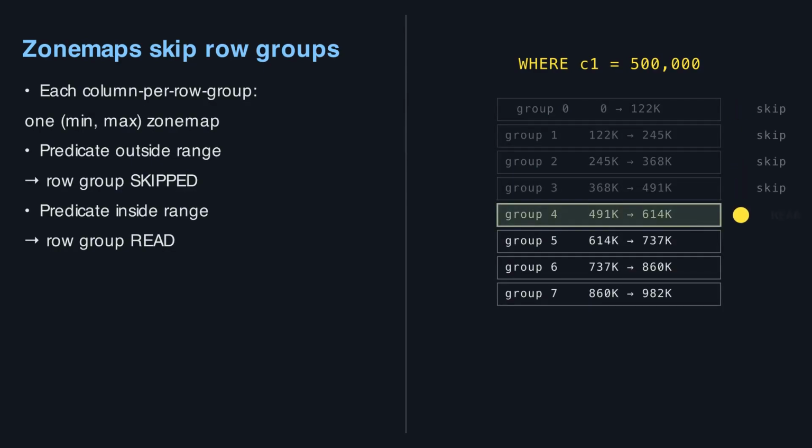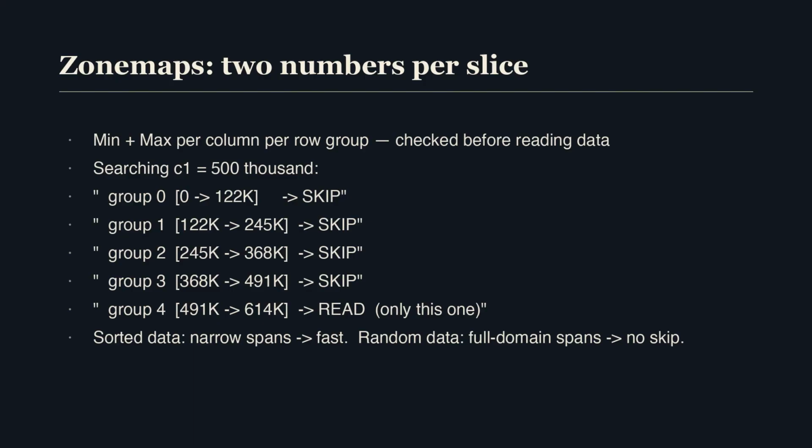Group 0, min 0, max about 122,000. Can 500,000 be in there? No. Skip it. Group 1, min about 122,000, max about 245,000, skip. Group 2, Group 3, all 813 of the first row groups, skipped in microseconds, never touched. Group 4, min 491,000, max 614,000. 500,000 is inside that range. Read it. That's your 13 millisecond query. 813 row groups skipped, 1 row group read, 4 rows found.